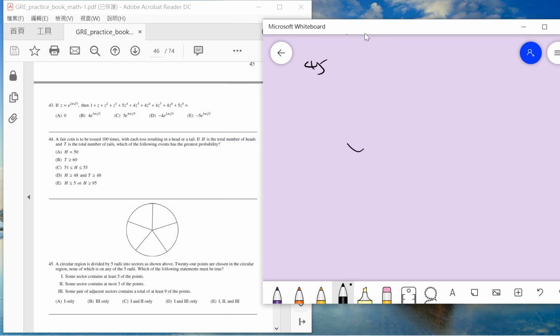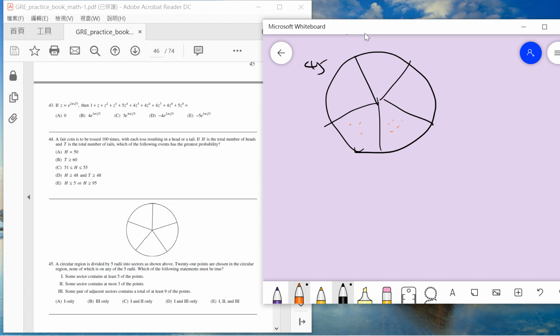So you have asked about a circular region. There are five regions, and then there are 21 points. Okay, and 21 points will fit into these regions. So basically, when you see this, you already know that he is asking about the pigeonhole principle. The pigeonhole principle will tell you that there are at least 21 divided by 5.